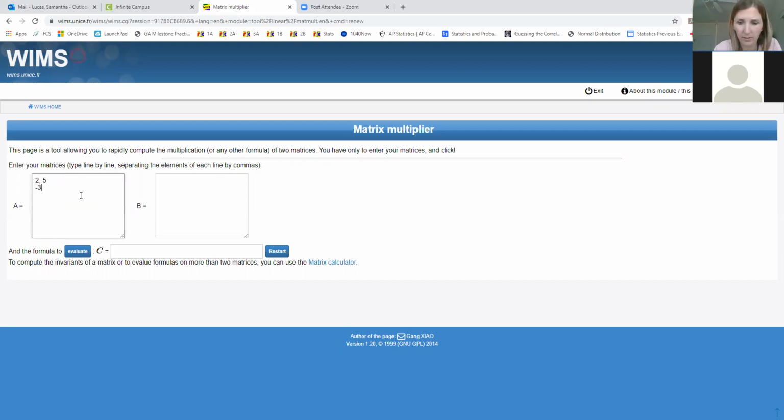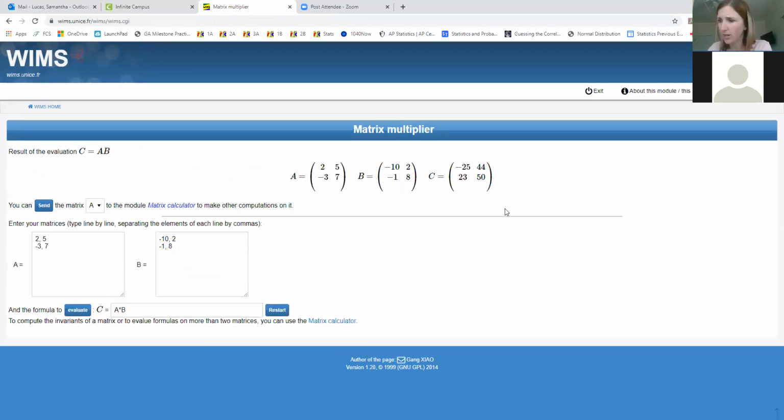Yes. Okay. So I put in the first matrix from our work, 2, 5, negative 3, 7. And then I'll move over and put the second matrix in for B, negative 10, 2, and negative 1, 8. And then right here under C, I just put what I want to do, which will be A times B. So I'll do this matrix times this one, and you hit the evaluate button, and it should give us the correct answer up here. Is this what we got?